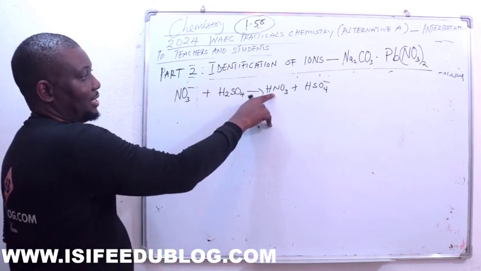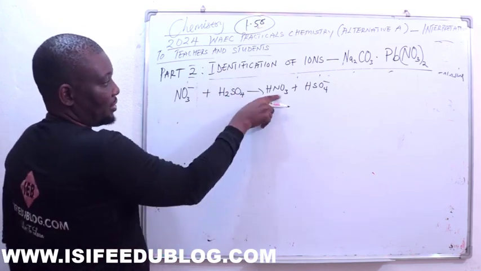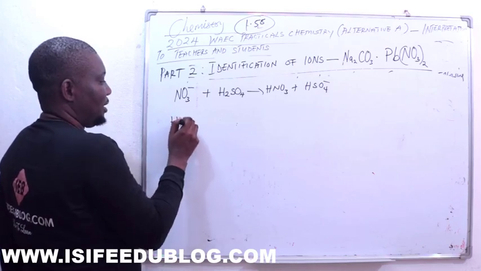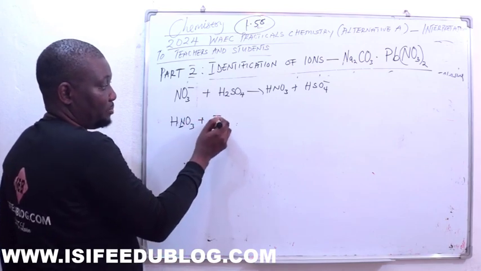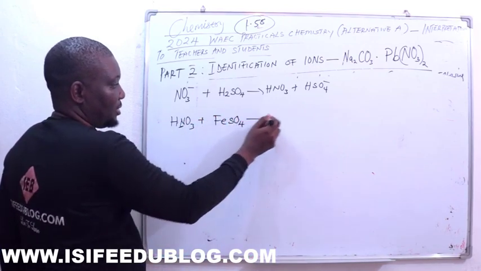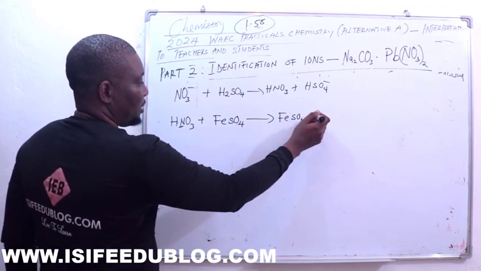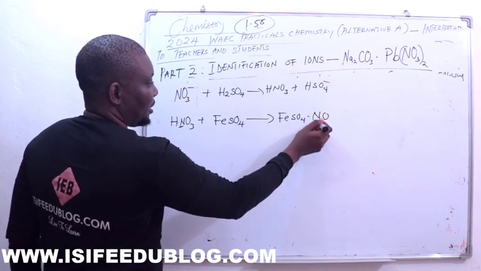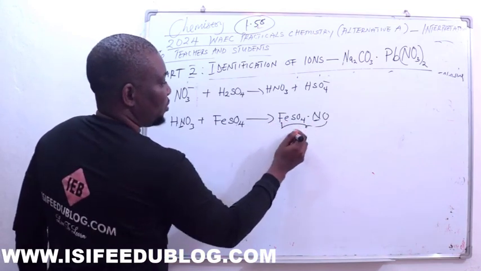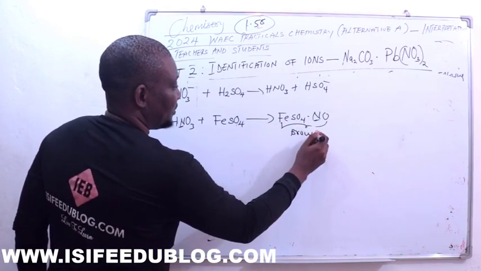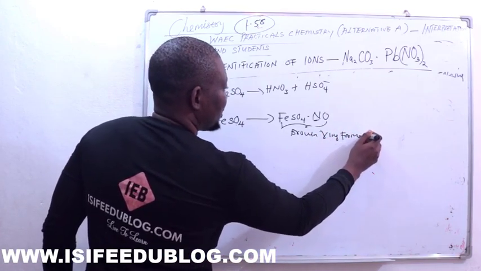This is an oxidizing acid. Now let's see what happened. HNO3, being an oxidizing acid with nitrogen at +5, is going to be reduced by the freshly prepared iron(II) sulfate. A reaction is going to happen here, so we have FeSO4 and a mixture of NO. This is actually what brings out the brown ring formation. That is the compound responsible for the brown ring.